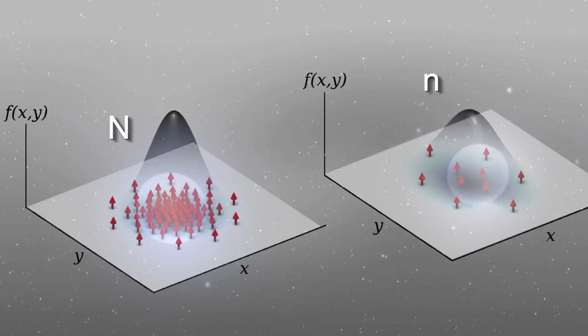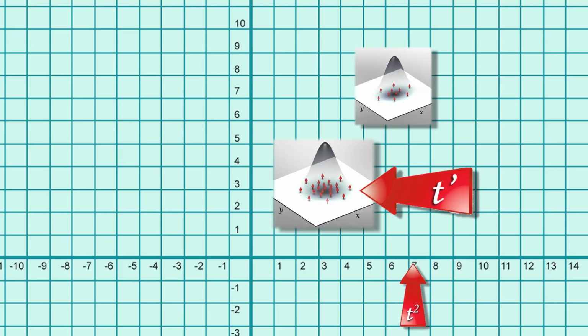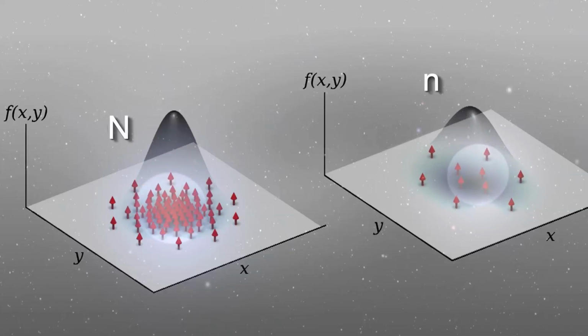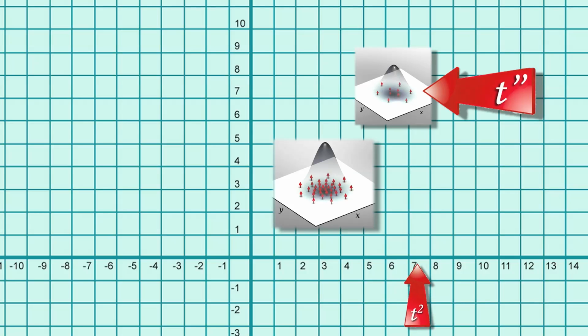The larger mass has a larger probability density of time, and the larger mass exists slightly farther in the past relative to the smaller mass. The smaller mass has a smaller probability density of time, and the smaller mass exists slightly farther in the future relative to the larger mass.